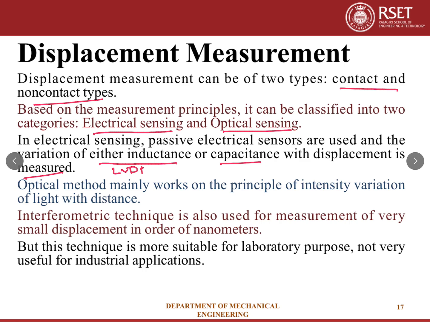Optical methods mainly work on the principle of intensity variation of light with distance. So, change in the intensity of light with the distance, that's the principle. The interferometric technique is also used for measurement of very small displacement, in the order of nanometers.